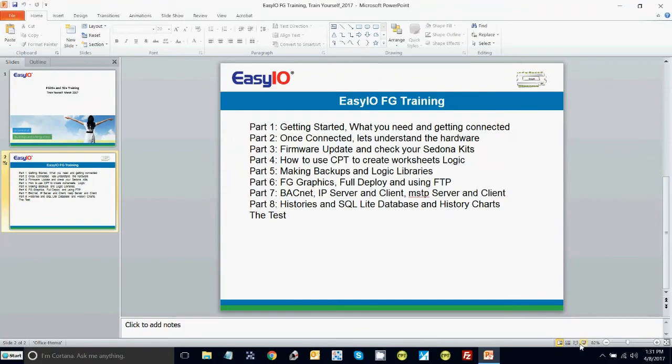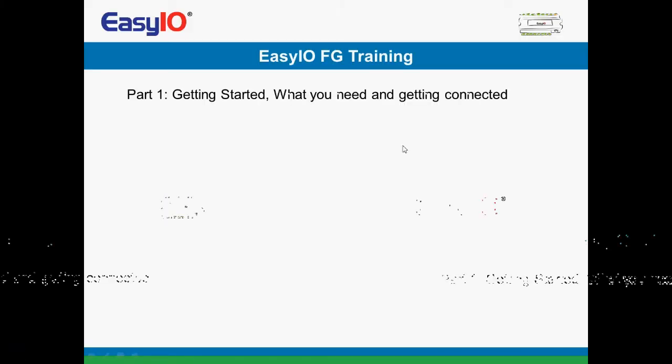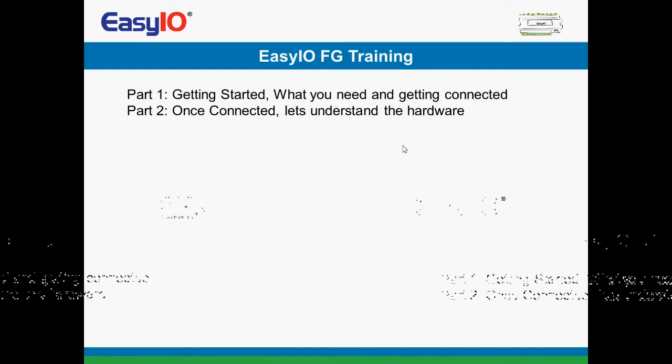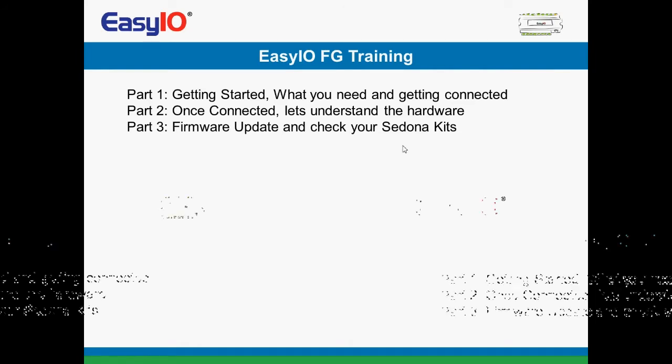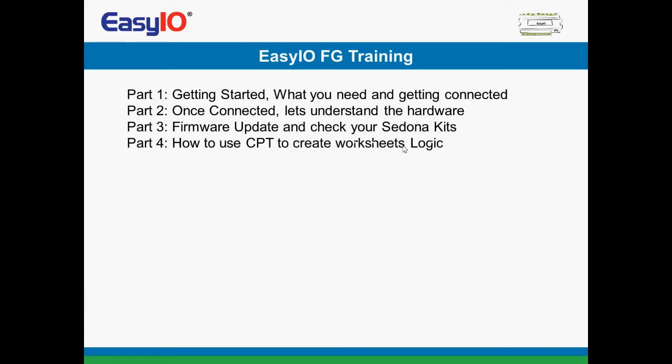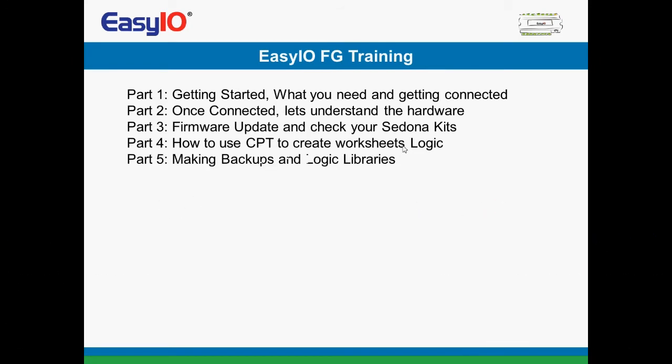And now we move to part five. Just to recap where we are: getting started, what you need, and getting connected, we've done that. Once connected, let's understand the hardware. We've done that one. Firmware update and check the Sedona kits. And in part five, we're also going to check the Sedona kits again. Part four was how to use CPT to create logics in worksheet environments. And part five is making backups and logic libraries.